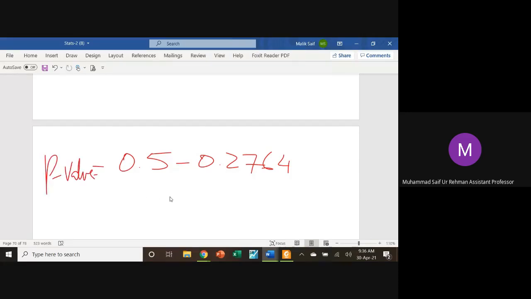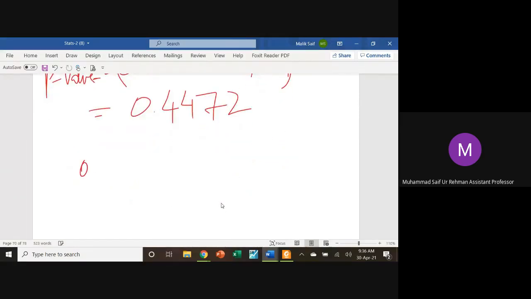And remember, it is two-tailed. So you have to multiply this difference with 2. In this way, you will find out the probability value. So 0.5 minus 0.2764, whatever is the answer, multiply that with 2. The answer is 0.4472. So this is the probability value.